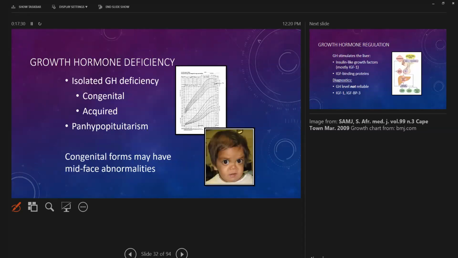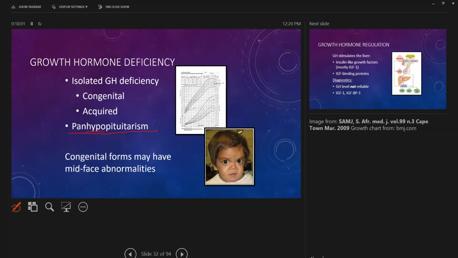So, growth hormone deficiency. So now moving on to particular deficiencies in these other hormones. So we've got GH deficiency. It can be isolated, congenital, acquired, or pan-hypopituitarism. So this would mean all the pituitary hormones are not produced very well, but it can be acquired, congenital, and then isolated.